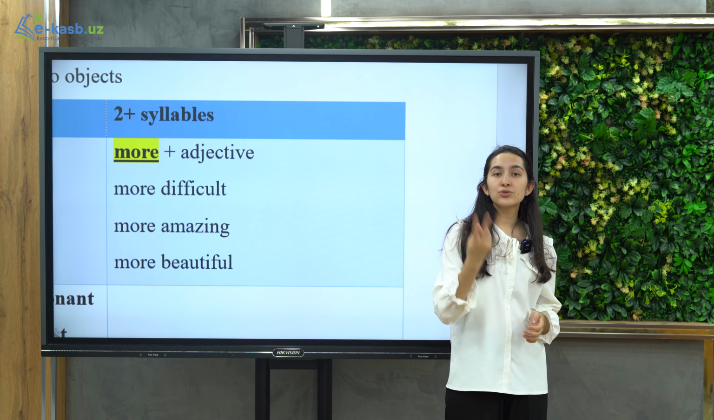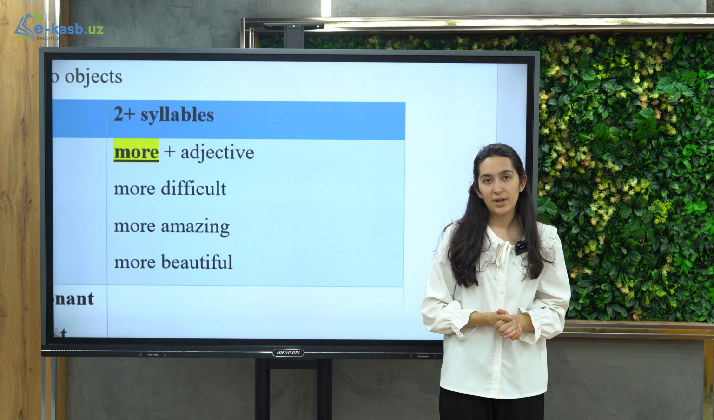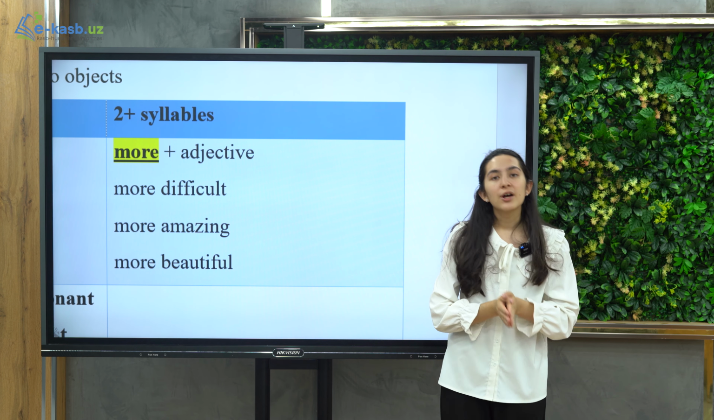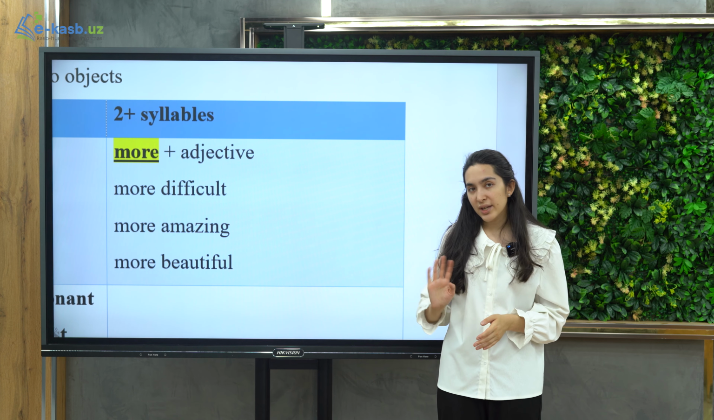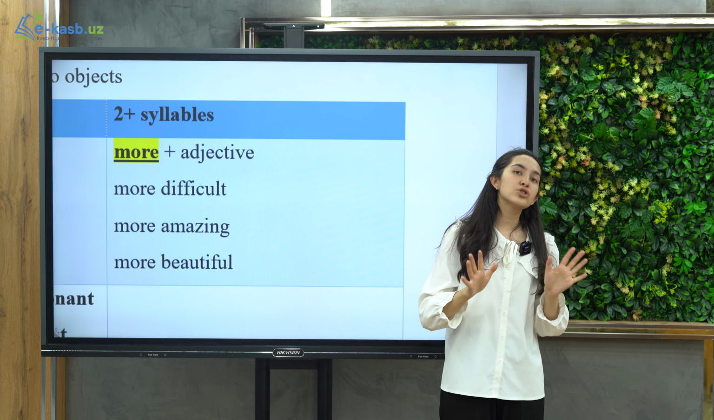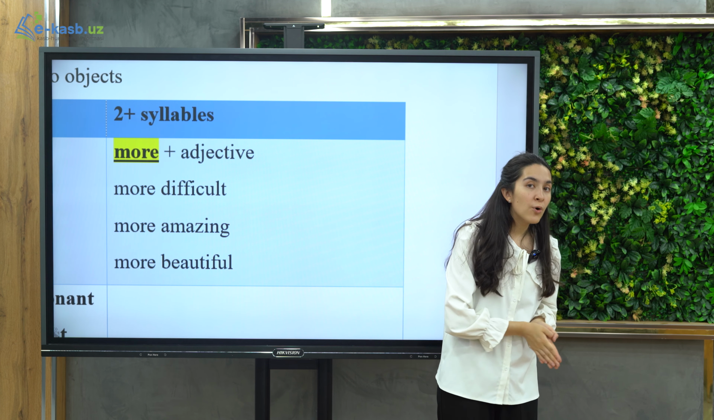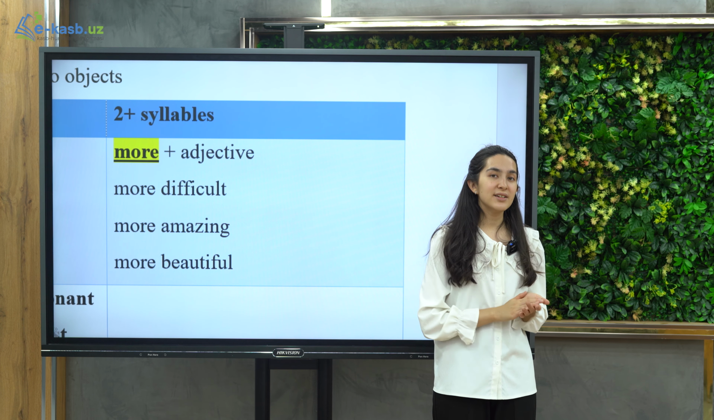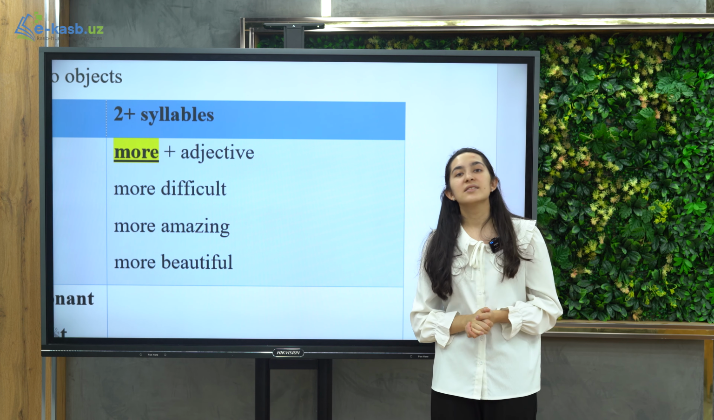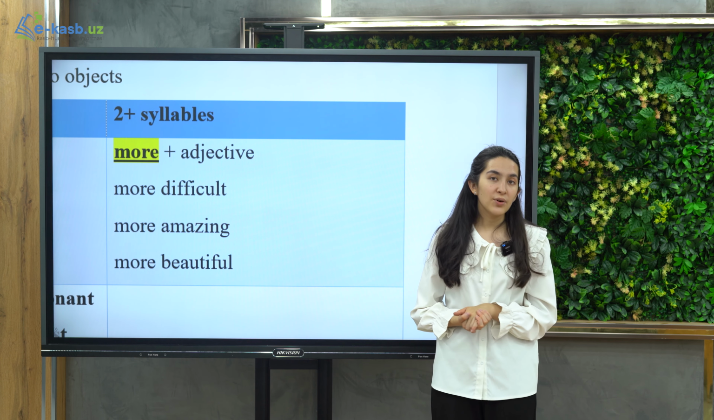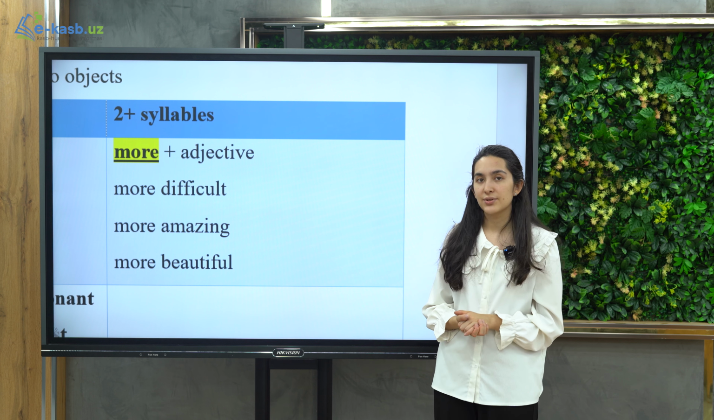But what if we have 2 or 3 or 4 or more syllables? Then, in this case, we will use more plus adjective, not er. We cannot use more adjective plus er. It's going to be a huge mistake. So you just say more plus adjective. For example, dangerous. We have got 3 syllables. That's why we will say more dangerous. More expensive, because we have 3 syllables.